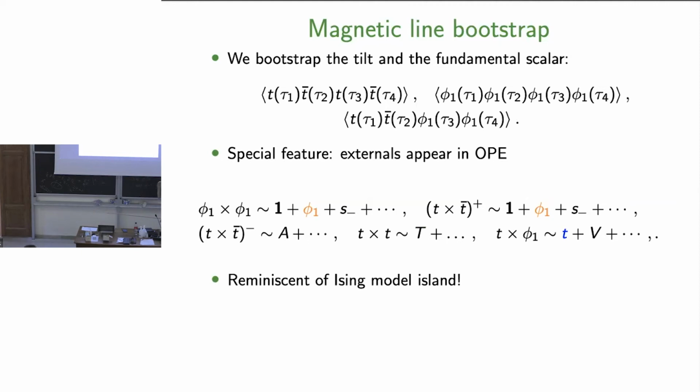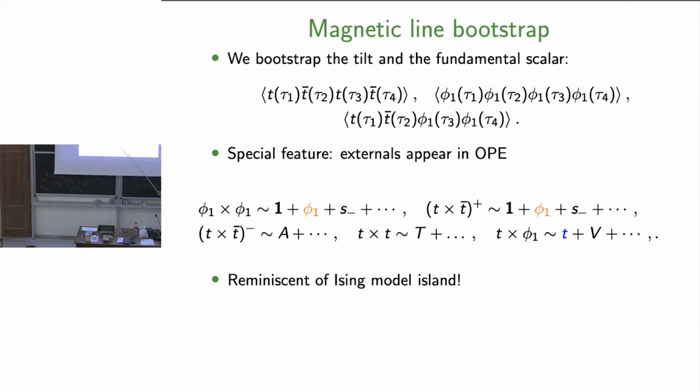So a couple of comments are in order. First is that one of the nice things it has is that one of the external operators appears itself in the OPE. This is reminiscent of the Ising model island in the mixed correlator. The spin field can appear in one of the OPEs, and that seemed to put very strong constraints on the numerics, and indeed that's how you get this high precision island in the 3D Ising model.